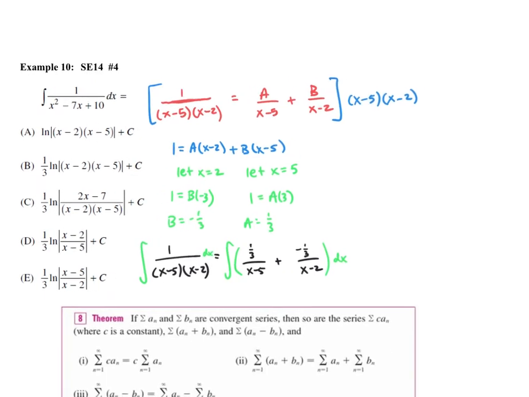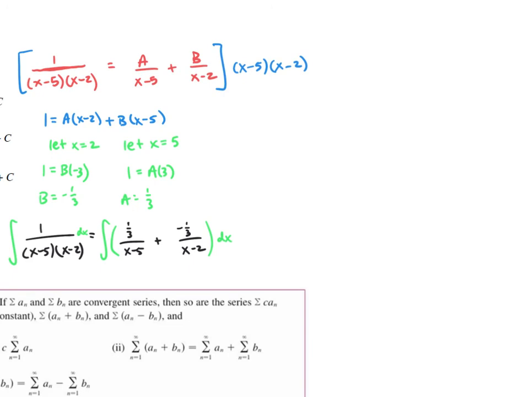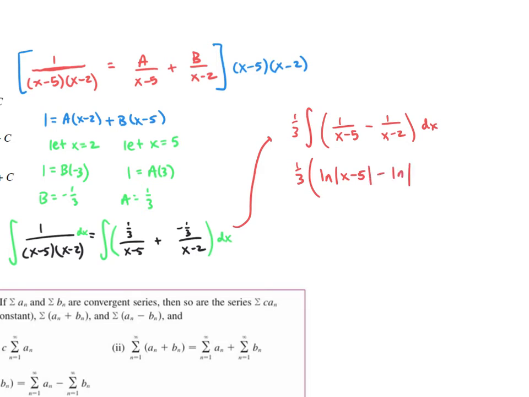But before I do that, I'm going to factor out the 1/3 because it's going to make life easier for us, I think. So we get 1/3 times the integral of 1 over x minus 5 minus 1 over x minus 2. And I'll just keep that 1/3 in the front, which will help. So we have the natural log of the absolute value of x minus 5 minus natural log of the absolute value of x minus 2. And then, of course, we have the plus c.